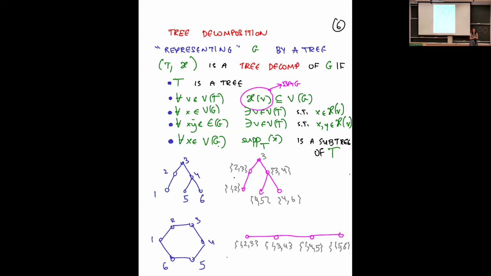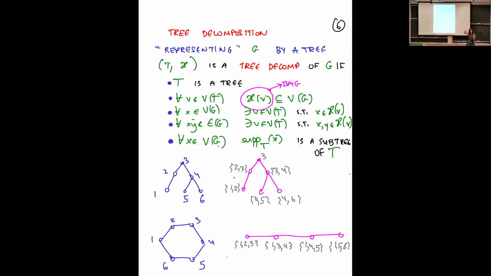So that's how I represented vertices. Now I want to represent edges. And what that means is, for every edge of my graph G, I want there to be a bag that contains both ends of this edge. So now all vertices are captured, all edges are captured. And now there's one more rule, and that's kind of what ties everything together. If you look at a vertex of G and you see where in the tree it appears, in which bags it appears, that has to be a connected graph.